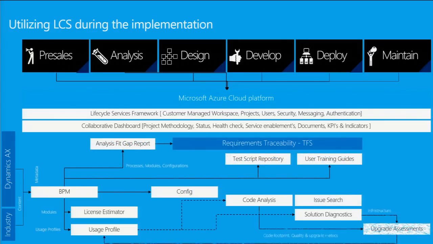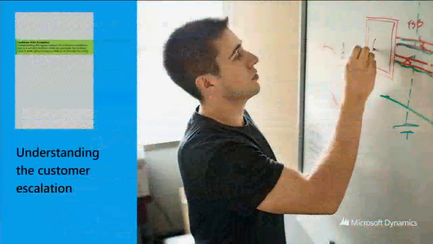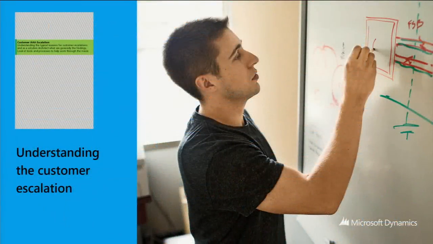Just some of the tools in there. The important thing, too, is it's not about using every single tool in LCS. It's about using the ones that make sense to you. And Matt's going to show you a little bit about some of the stuff that we're doing with BPM as an example. But the important thing is get in there, use the ones that make sense in the appropriate phase in the implementation. Okay, and now I'm going to transition over to Matt.